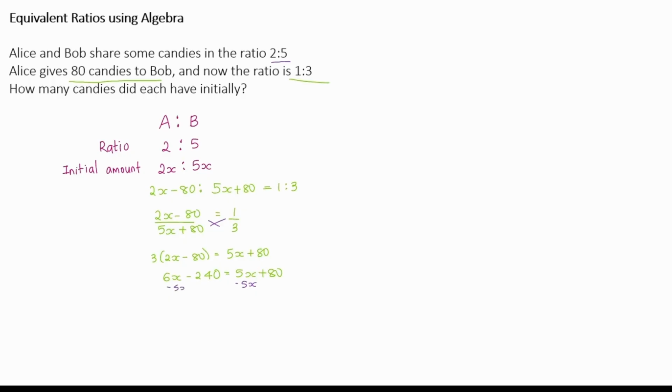Expanding the brackets, we will have 6x minus 240 is equal to 5x plus 80. If we minus 5x on both sides, we will have x minus 240 is equal to 80. And if we now add 240 to both sides, we will have x is equal to 320.